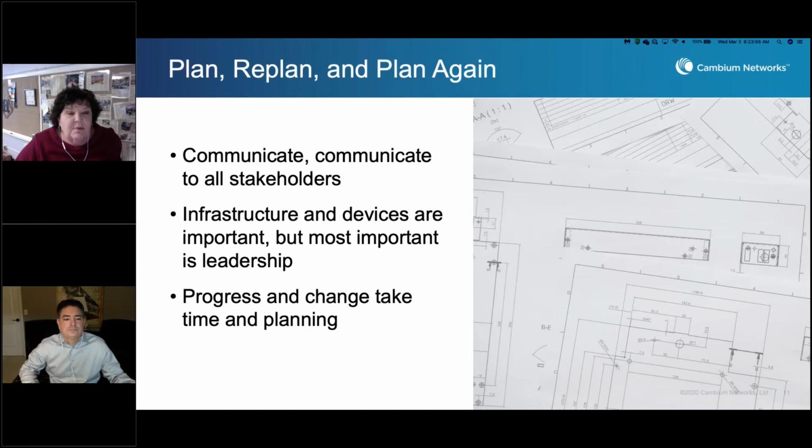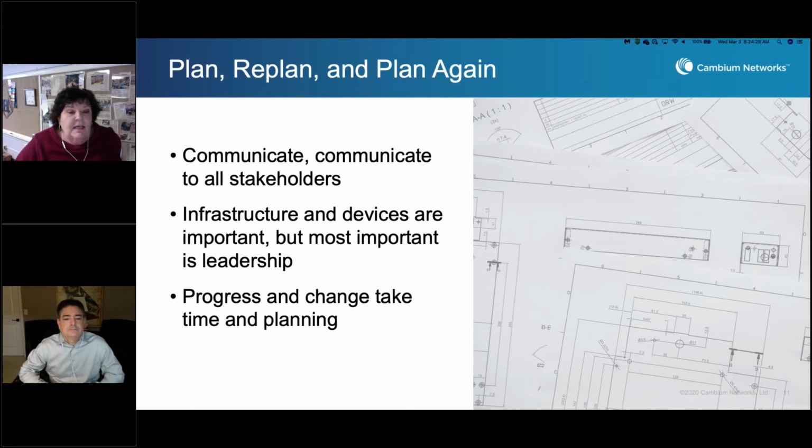Infrastructure and devices, they're important, but the most important part you're going to have is leadership. Because if infrastructure and devices are working and moving along good, that means that your leadership and the way you've designed your network is working as well. And then teachers are talking about how good things are, not how bad things are. Most importantly, progress and change take time, and they take planning. You got to plan, you got to replan, you got to plan again, and sometimes you got to throw the plan out the window and start all over again, right?